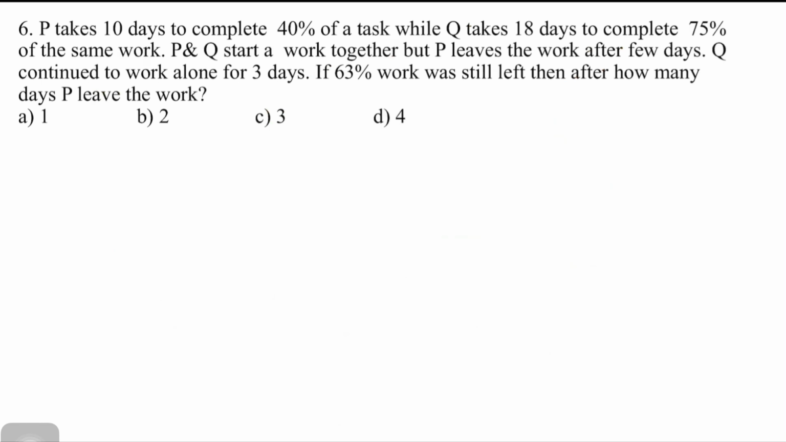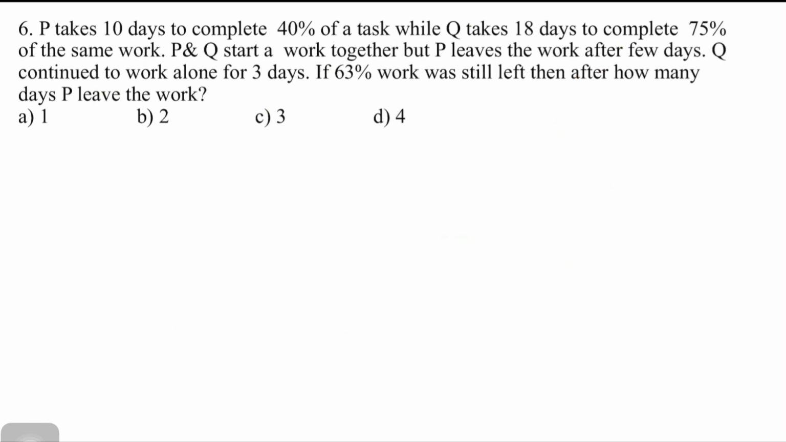So the next problem: P takes 10 days to complete 40% of a task while Q takes 18 days to complete 75% of the same work. P and Q start a work together, but P leaves the work after a few days. Q continued the work alone for 3 days. If 63% of work was still left, then after how many days did P leave the work?